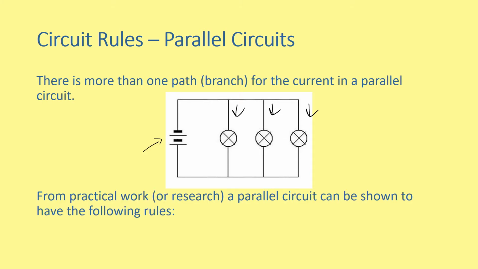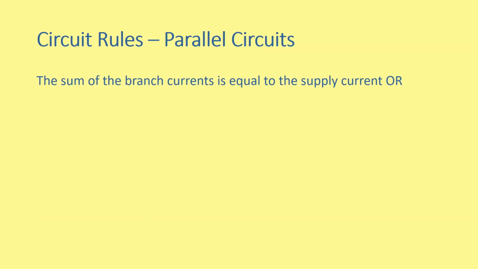Again, from practical work or from research, a parallel circuit can be shown to have the following rules. The sum of the branch currents is equal to the supply current, or IP is equal to I1 plus I2. IP is the current coming from the supply, I1 and I2 and so on represent the current going through each branch in the circuit.